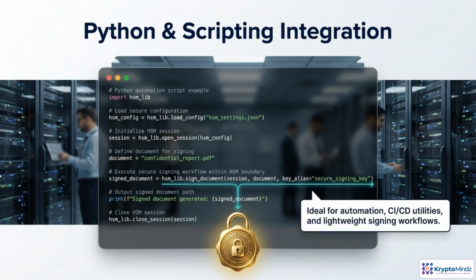Now picture a Python script that signs PDF reports overnight. It loads a PKCS11 module, opens a session to the HSM, authenticates, finds the report signing key, signs the document hash, and writes the signature back to storage. This is ideal for automation and CI pipelines, as long as you manage library paths carefully, handle concurrency, and surface rich PKCS11 error details in your exceptions.